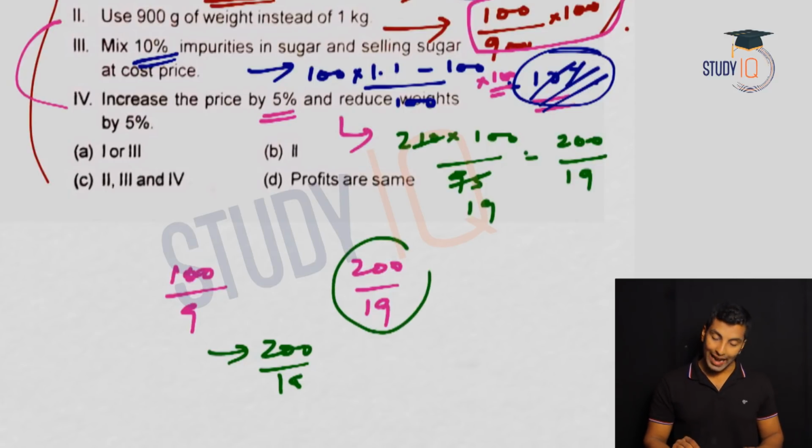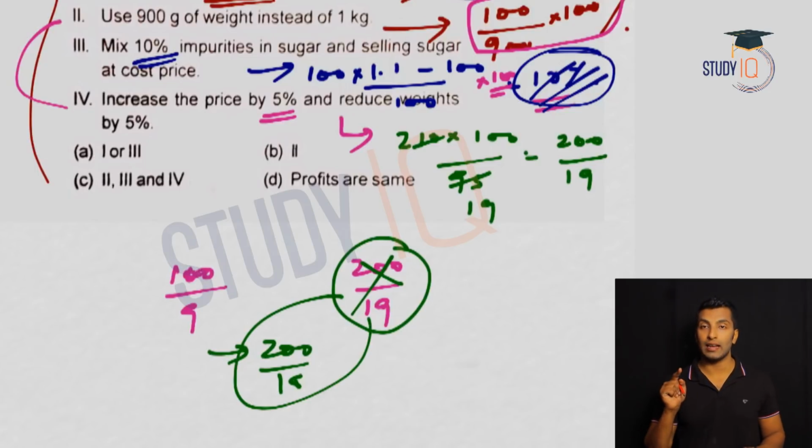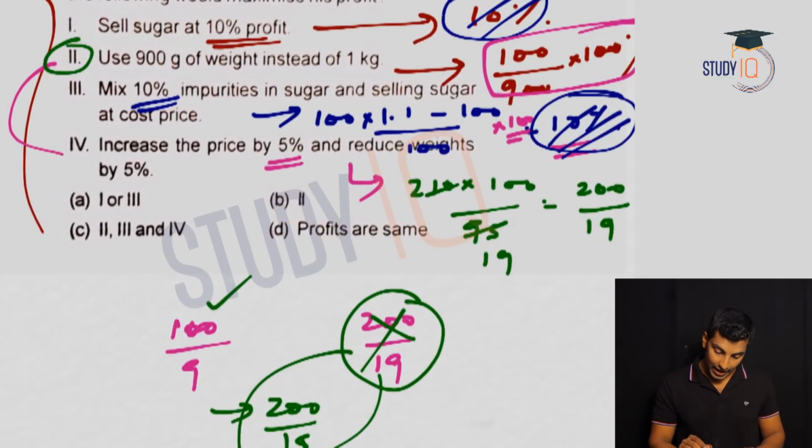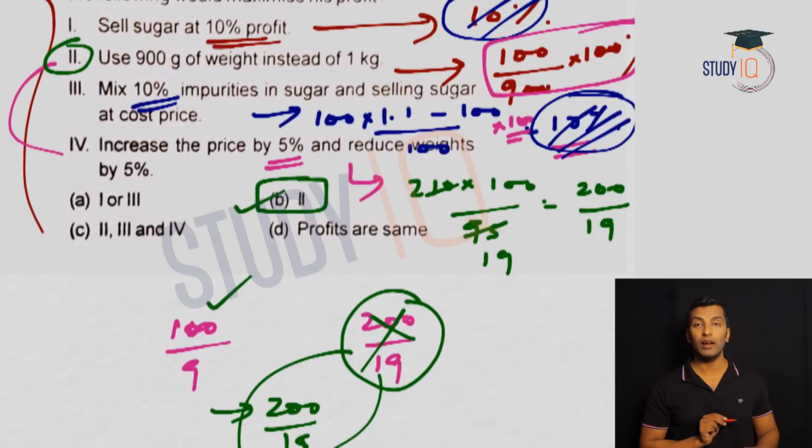So when 200 by 19 is there, the denominator is slightly larger. That means this will be less. See, which one is larger, 200 by 18 or 200 by 19? 200 by 18 is larger, so I need to pick 100 by 9. So this 2 is what I need to get, and your answer option B will be the answer. I hope this is clear for all of you.